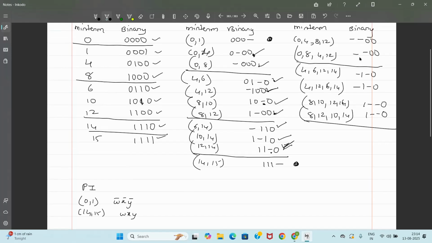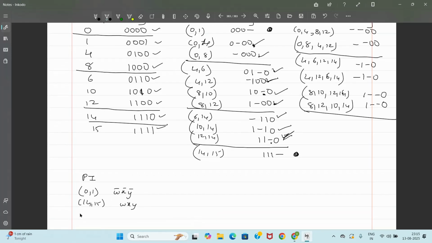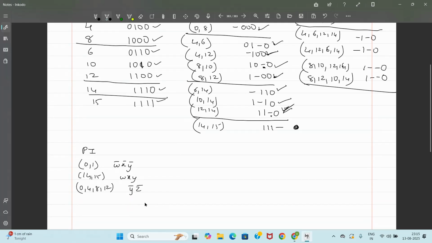Coming to the third column, you have this number which is not used. 0, 4, 8, 12. They are the same, so write it only once, okay? Which is not there, Y bar, Z bar. The next one will be 4, 6, 12, 14, which is X, Z bar. The last one is 8, 10, 12, 14, which is W, Z bar.